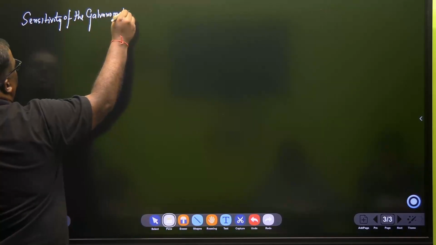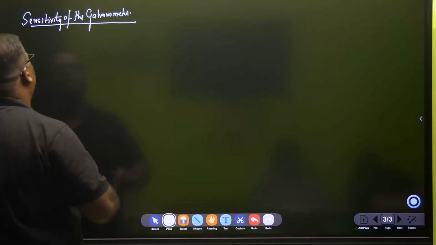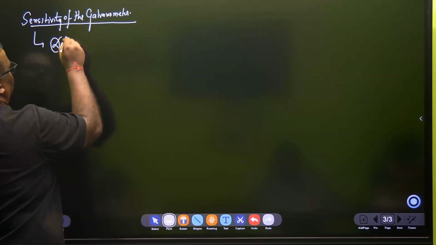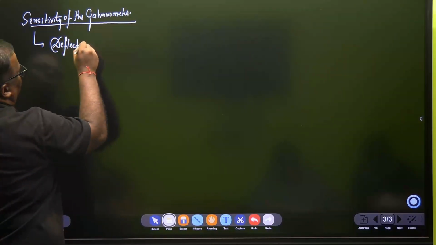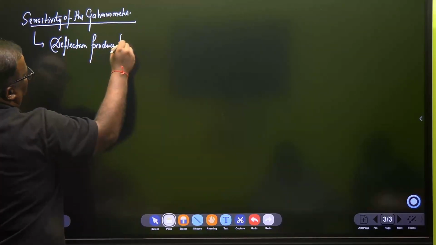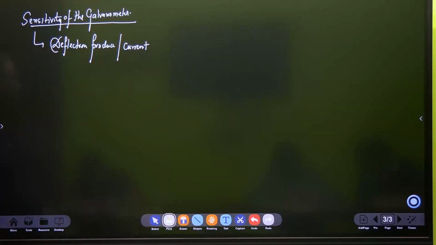What do you understand by sensitivity? The main definition of sensitivity is deflection produced per unit current. Sensitivity means deflection produced per unit current. See children, when do I call a device very sensitive?